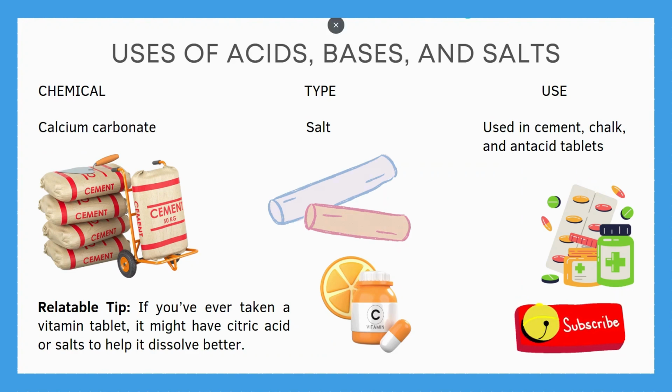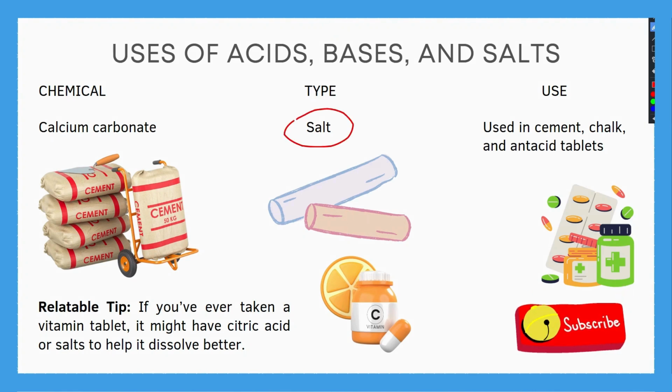Now, the next we want to talk about is calcium carbonate. Calcium carbonate is a salt, and it is used in the production of cement, which we use to build our houses, of course, and in construction sites. And we use it in the production of chalk. Although chalk is outdated now, all we use is markers in our schools. But chalk is produced through calcium carbonate, and it is also used in the production of antacid tablets.